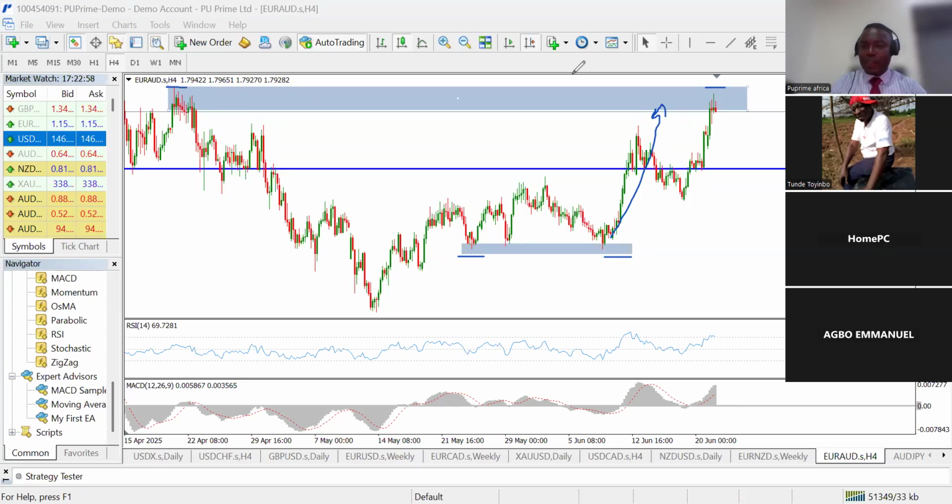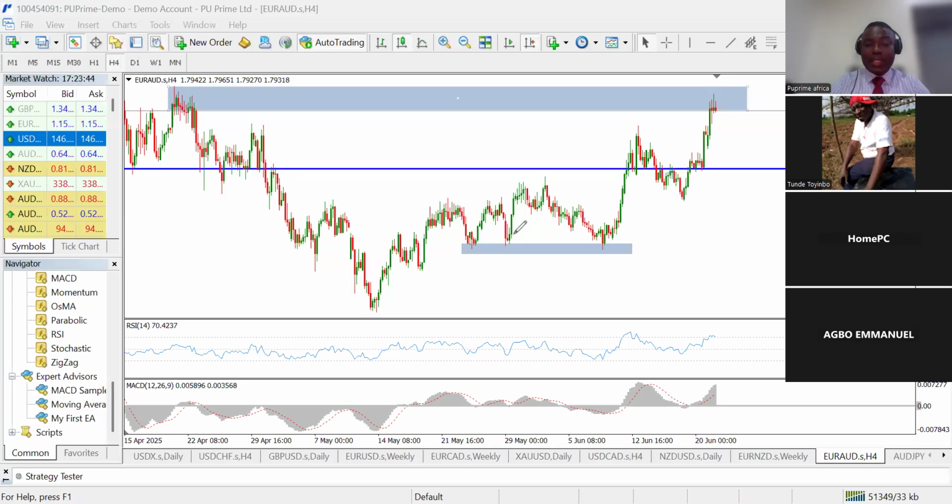Now we don't use the exact figure of the resistance or the support. We add a few pips, maybe 5 pips above it, just to play safe in case price enters into that zone, so that you don't get taken out easily. Put it 5 or 10 pips above, depending on your personal discretion. The same thing if you're using the support level as a stop loss in a bullish trade, some 5 pips below the support level will suffice. So we can use support and resistance for our take profit, and even more, like what we're talking about now, as our stop loss levels as we trade.